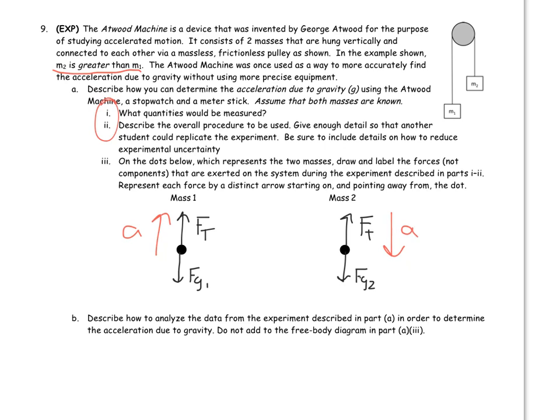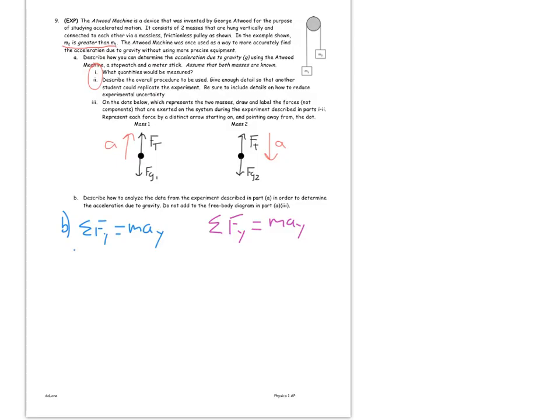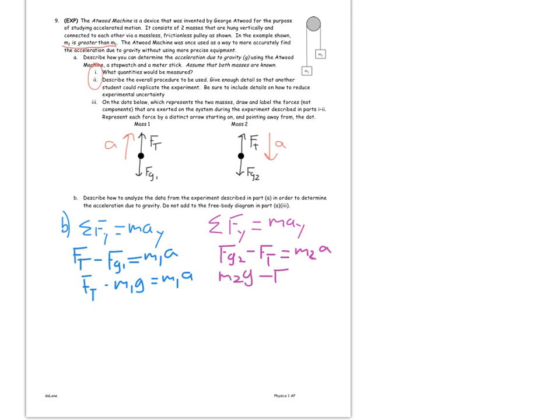I'm now going to set up my F equals ma for each one. For the first object, I'm going to have Ft minus Fg1 equals m1a. So I can rewrite that as Ft minus m1g equals m1a. For the second object, I'm going to say Fg2 minus Ft equals m2a, again making the direction of the acceleration be positive. So m2g minus Ft equals m2a.